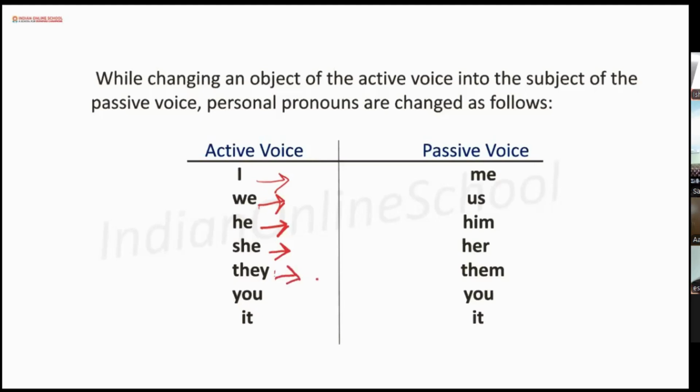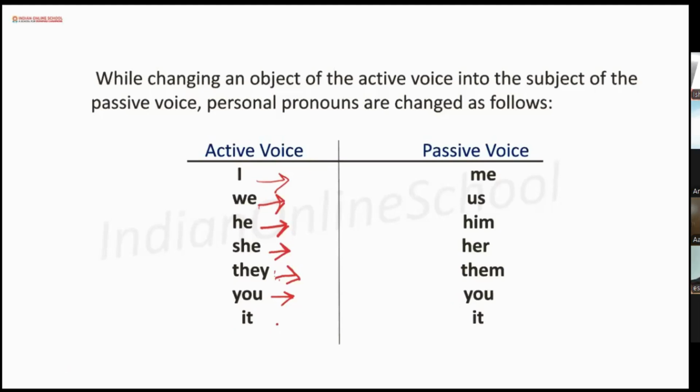Okay. Mohini, can you tell me the next one? They in the active voice becomes? Tell me the answer. They becomes in the passive voice? Them. So next one, you in the active voice, it stays you.